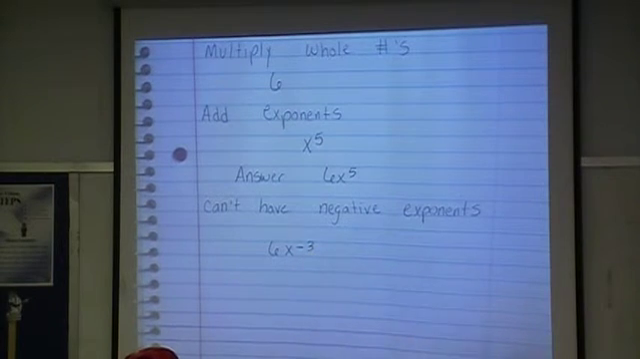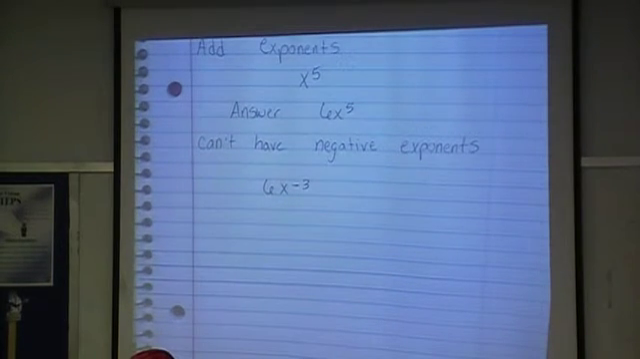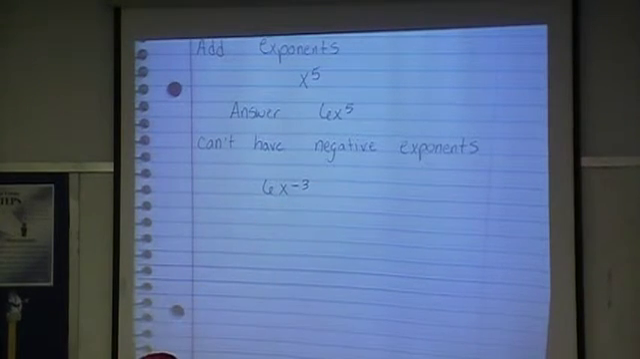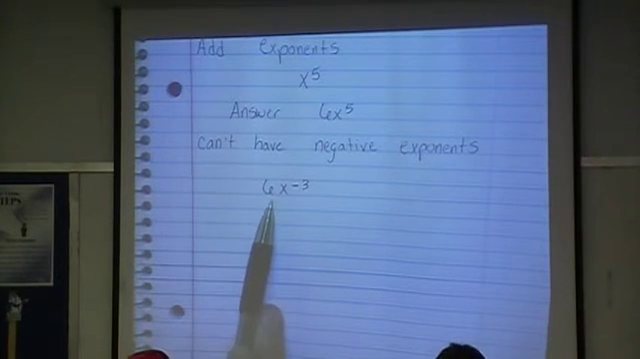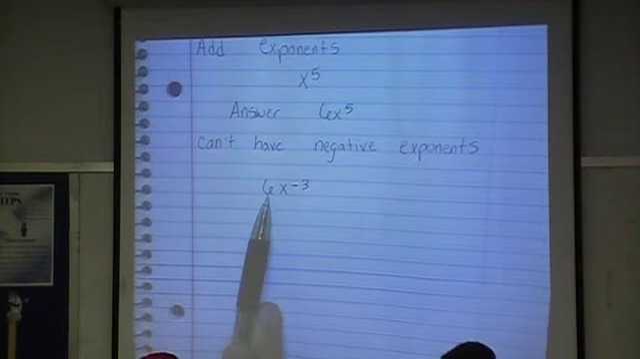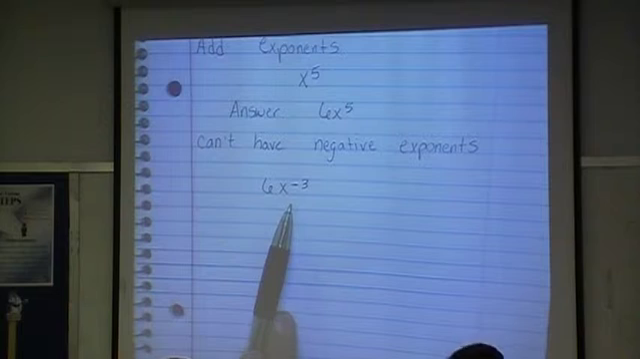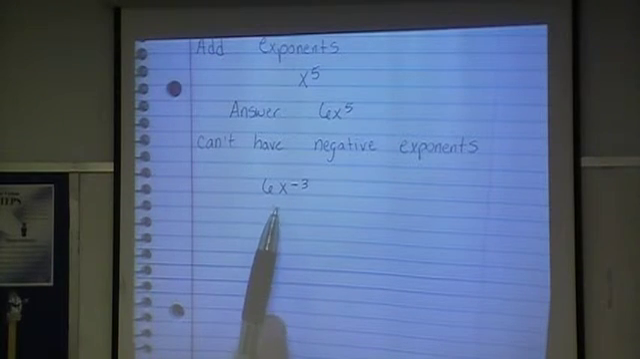Let's say this is what we come up with: 6x to the negative third. The negative third is attached to that x. Does everybody see that? It can't just float up there on its own. It has to be attached to something. However, the x is not attached to the 6. The 6 can move without the x. The x can move without the 6.